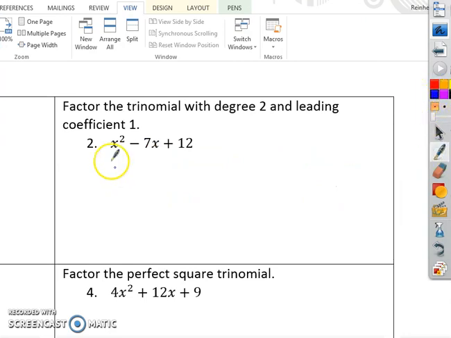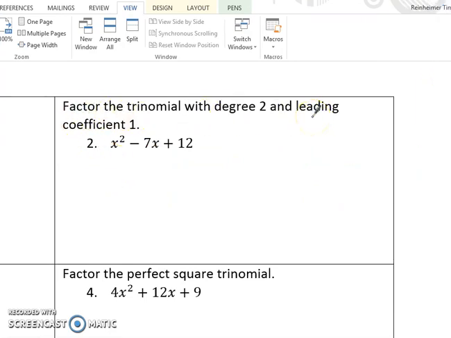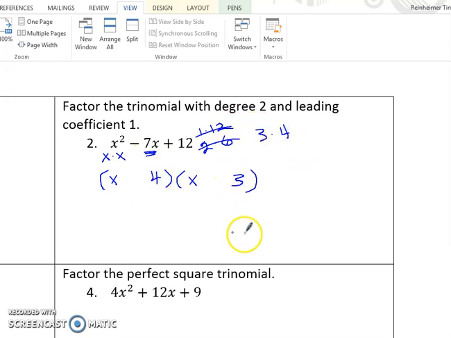Okay, so for our next problem, we're going to factor the trinomial with degree 2 and leading coefficient of 1. It means that we're going to break apart into a couple binomials, and we're thinking what goes in the front spot. The only thing that we could have is x times what goes in the back spot. We could have a 1 and a 12. No, we're trying to get a 7 there. We could have a 6 and a 2. No, trying to get a 7. It is, yes, 3 and 4 that belong there.